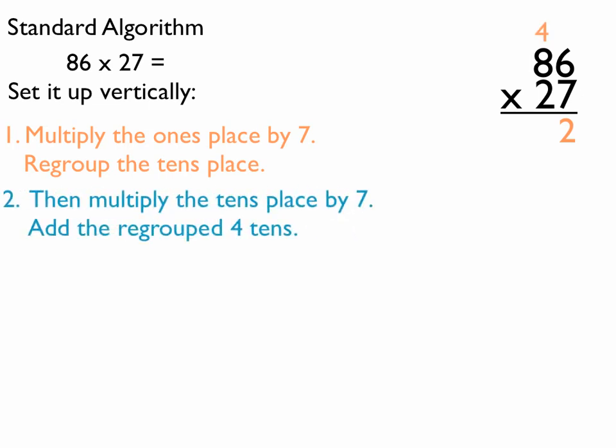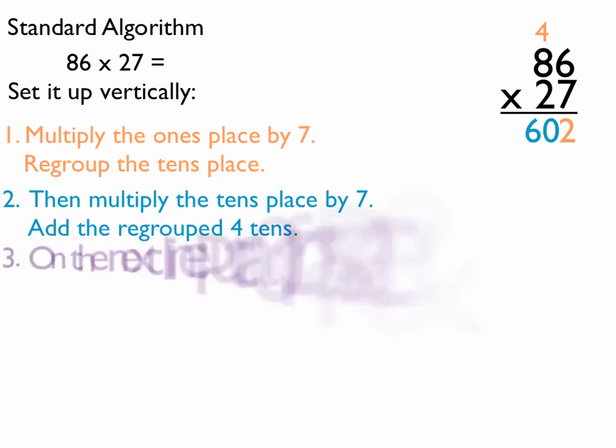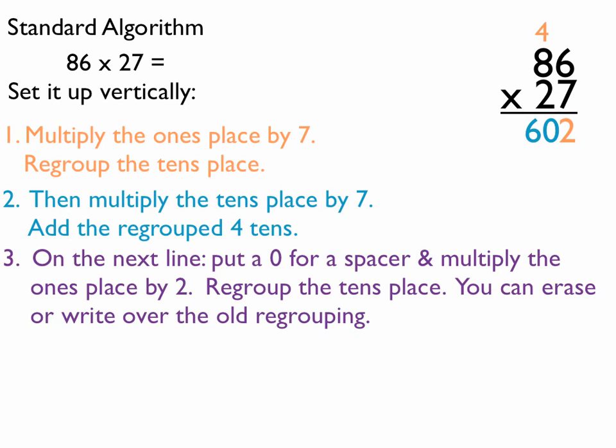My next step is then multiply the tens place by 7 and add the regrouped 4 tens. So 7 times 8 is 56. 56 plus that 4 regrouped tens, that would make 60. That's going to go ahead and pop up right there. Now, on the next line, again, put a 0 for a spacer and then multiply the ones place by 2.